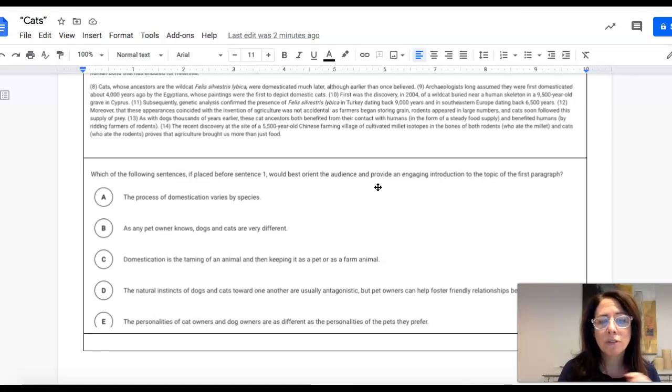Remember last question, we found the location of preview. So it's always important to isolate the location of where they're asking you to look. And so this is before sentence one. Then find the next verb. And the next verb is provide. The next verb is orient. So orient would be like to locate, or to position. So to orient the audience, right? To position the audience, and provide or introduce something to the audience and provide an engaging introduction to the topic of the first paragraph.